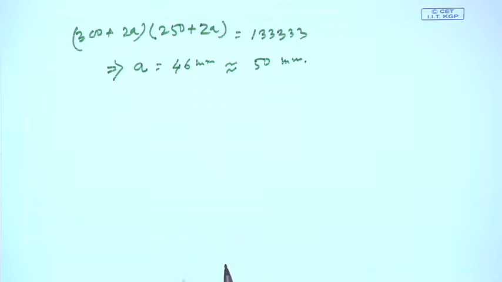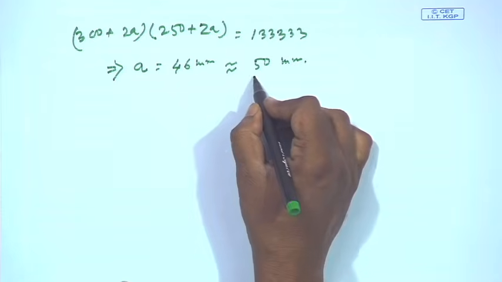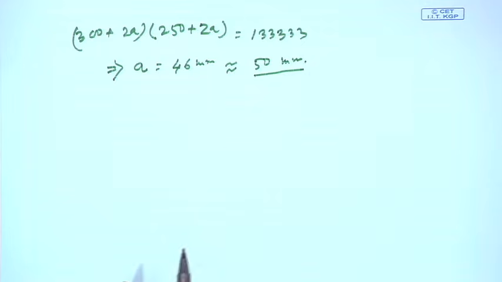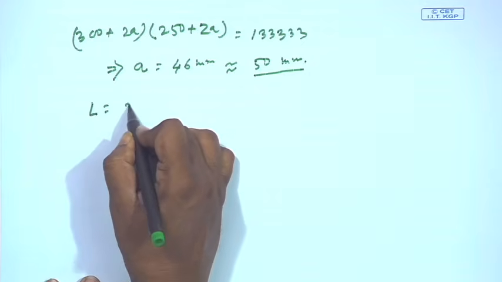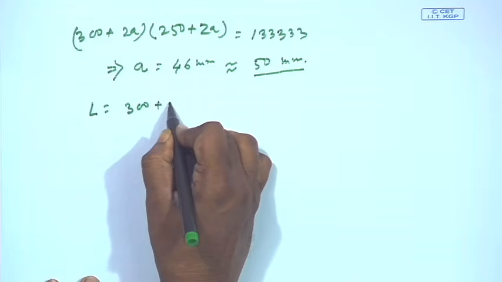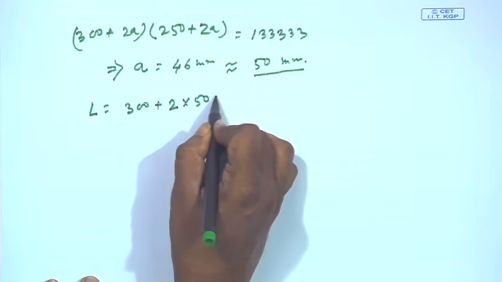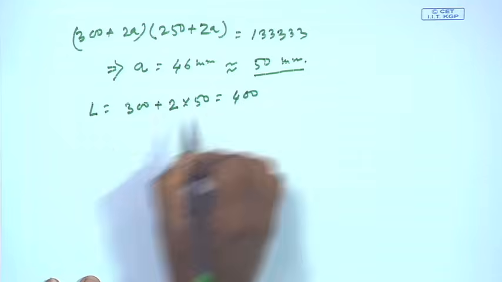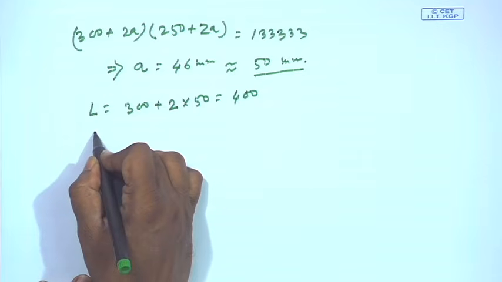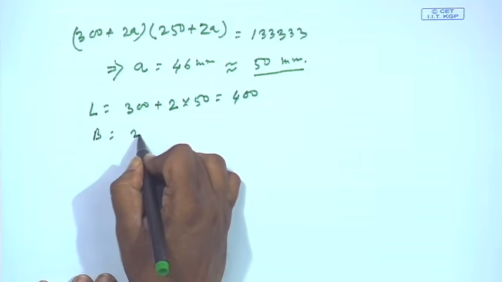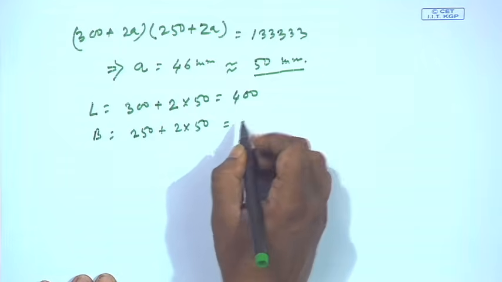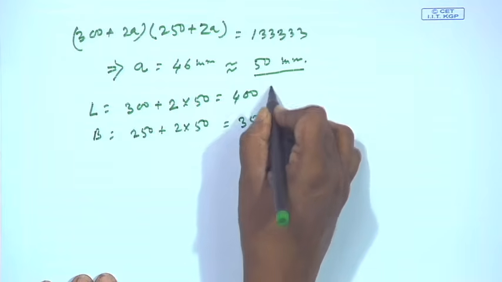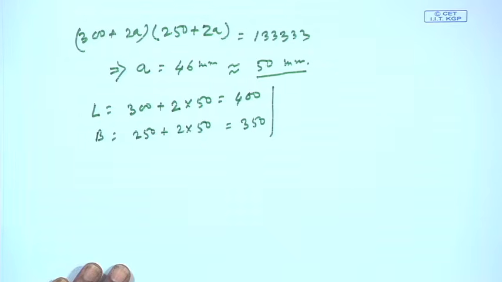So, the projections A and B we can make as 50 mm. So, length will be 300 plus 2 into 50. So, this is becoming 400 and breadth will be 250 plus 2 into 50 equal to 350. So, length and breadth of the base plate is defined.